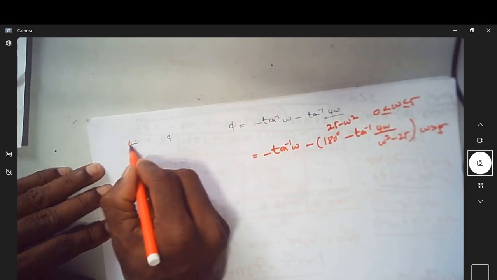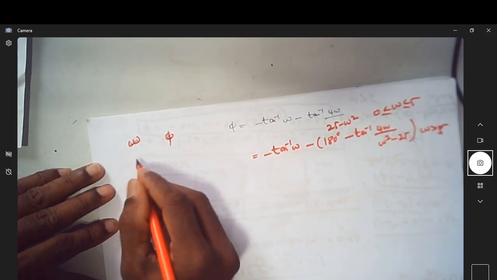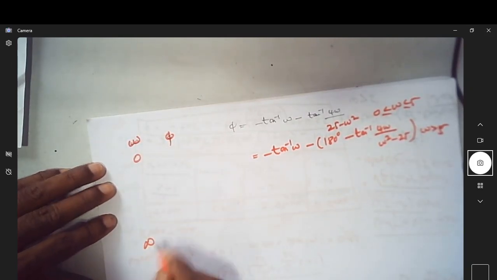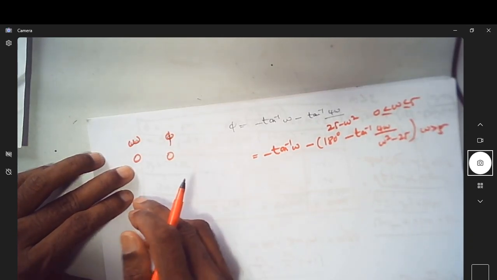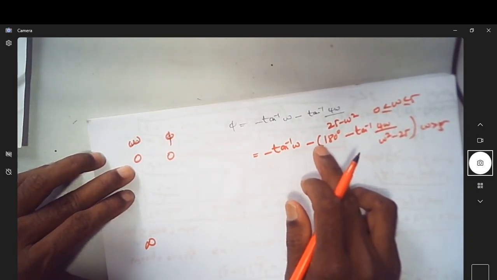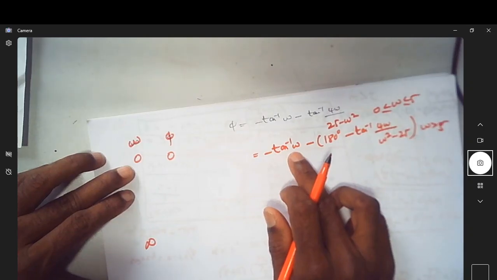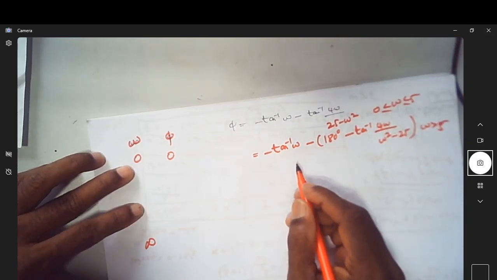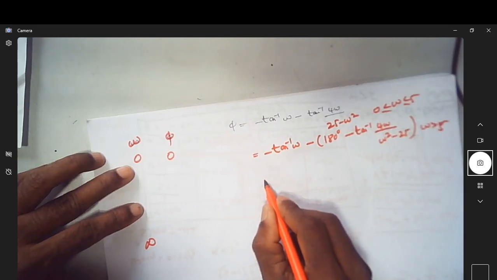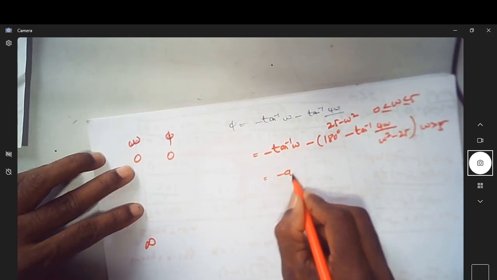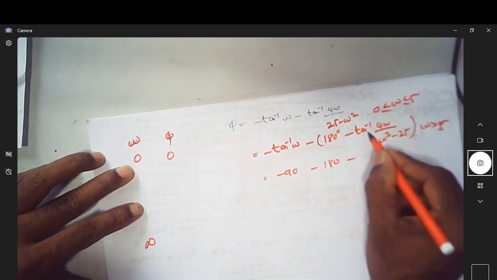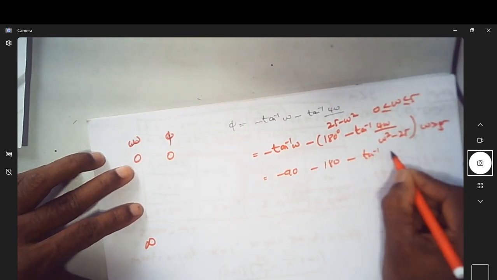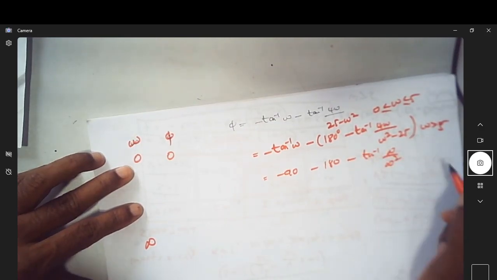So let us give different values of omega, if it is 0 and infinity. If it is 0, what is the phase? You can see it is 0 degree. If it is infinity, see what happens here. If it is infinity, will you have this as minus 90? Will you have this as minus 180? So what is this? This is tan inverse of infinity by infinity square.